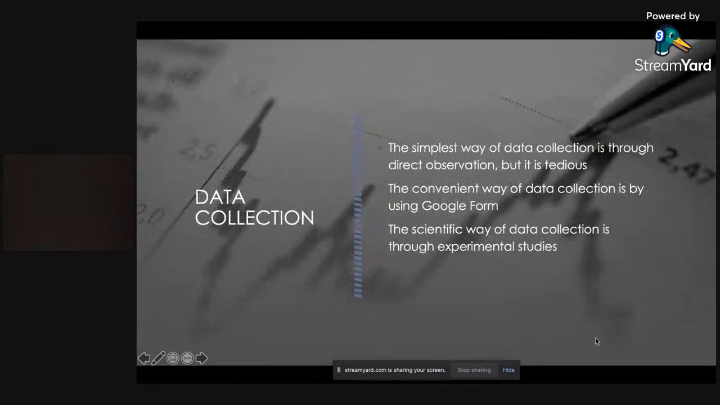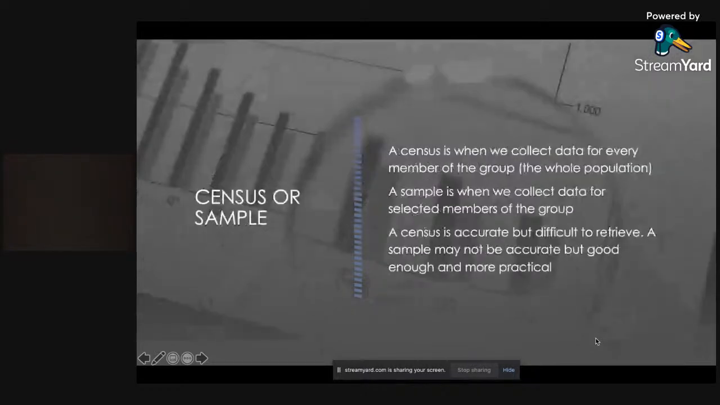Alright, so basically data collection. This is for quantitative data. But for qualitative data, usually they have the in-depth interview, or the closed session with several people, and then from that they will transcribe, or maybe you have to transcribe, the conversation into data. Or census or sample. Census is when we collect data for every member of the group, like the whole population.